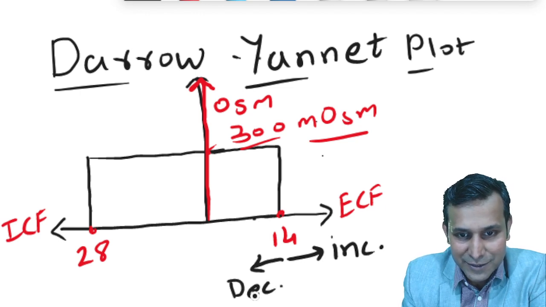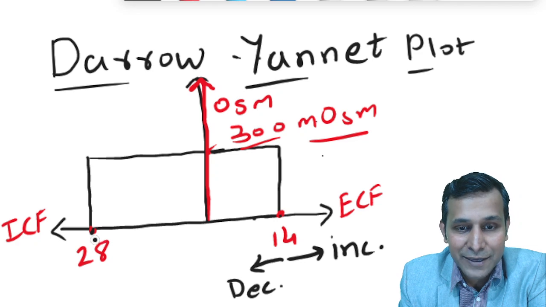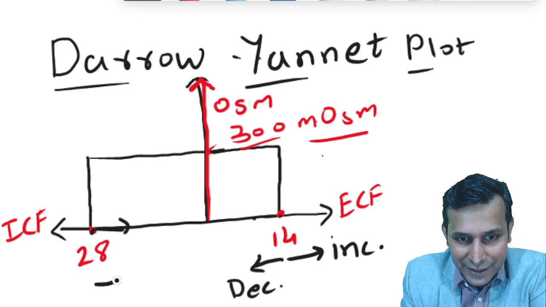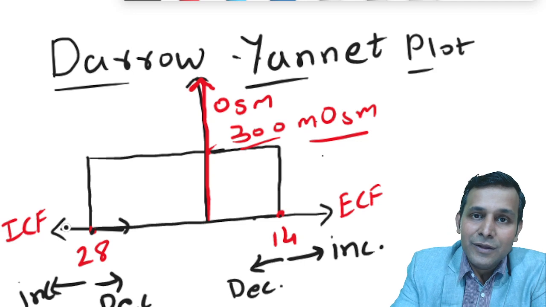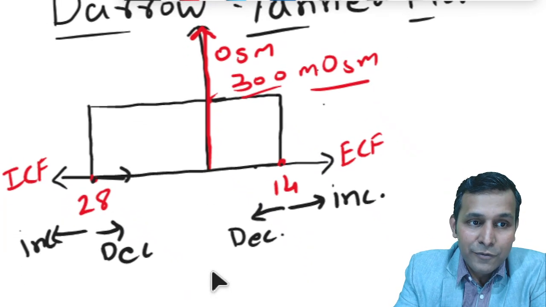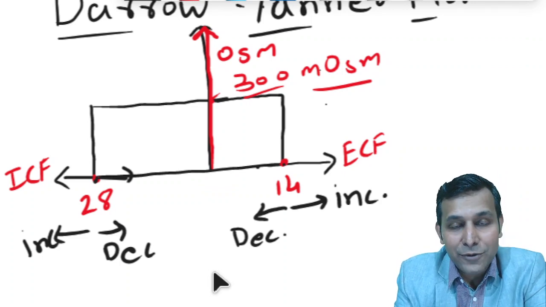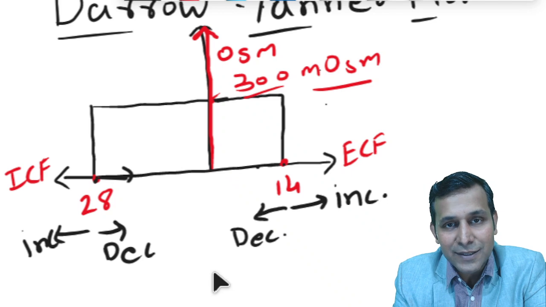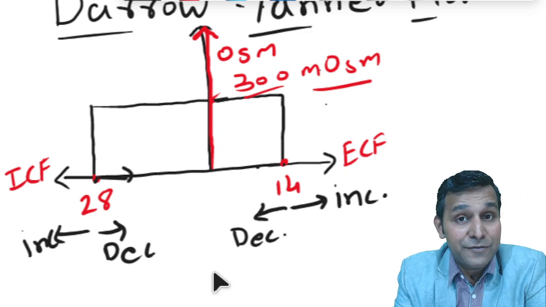If the point shifts in this direction, toward this line, it indicates a decrease in the ECF compartment. On the other hand, for the 28 liters, if the volume of the ICF is decreasing, then it shifts to the right side. So this is the decrease for ICF, whereas this direction will be an increase for the ICF. Remember this point, because we are going to use this information for identifying the Darrow-Yannet changes. So for ECF, right shift is increase, left shift is decrease. For ICF, right shift is decrease, left shift is increase.